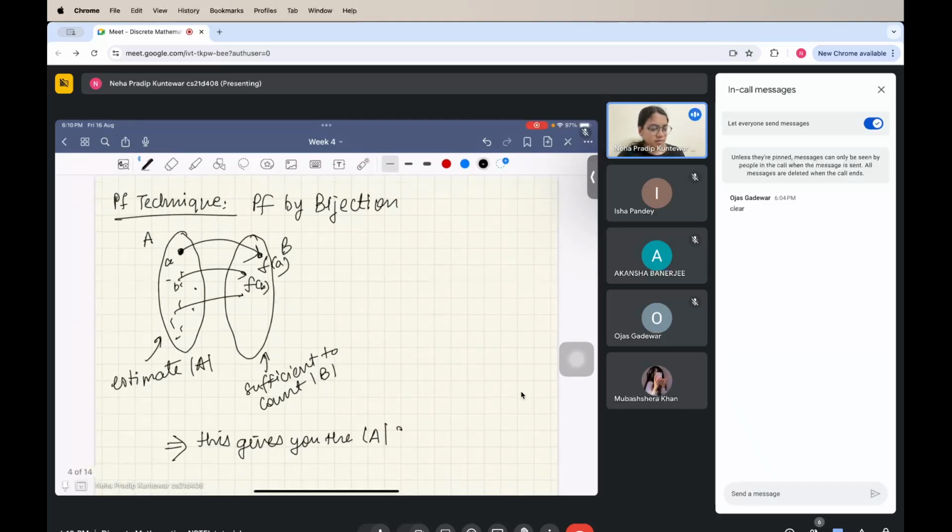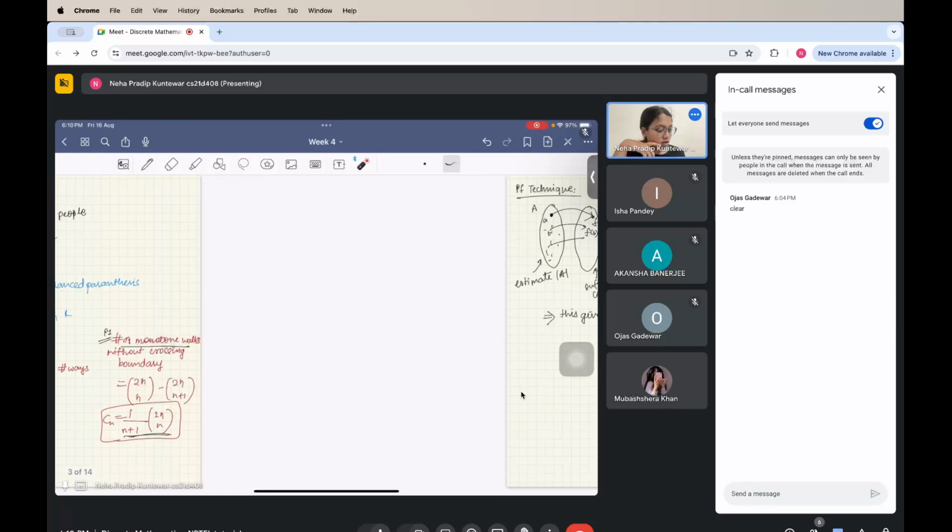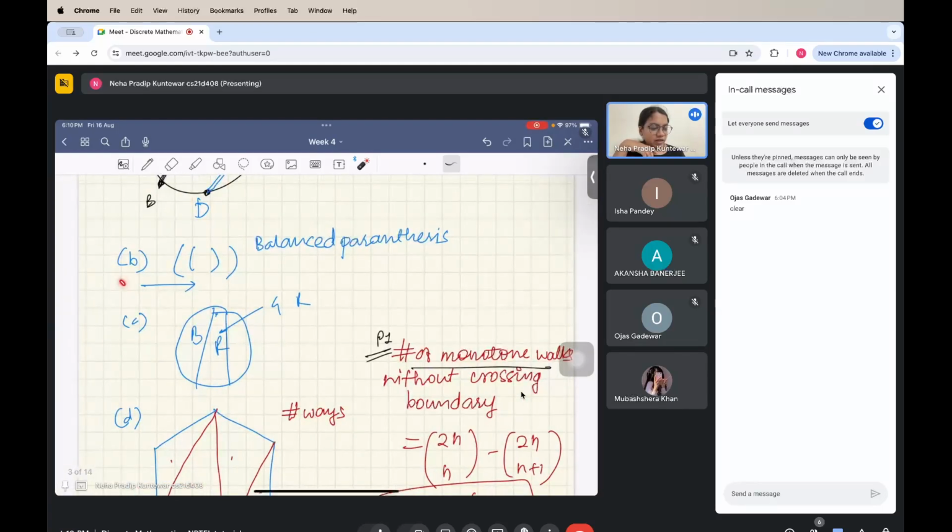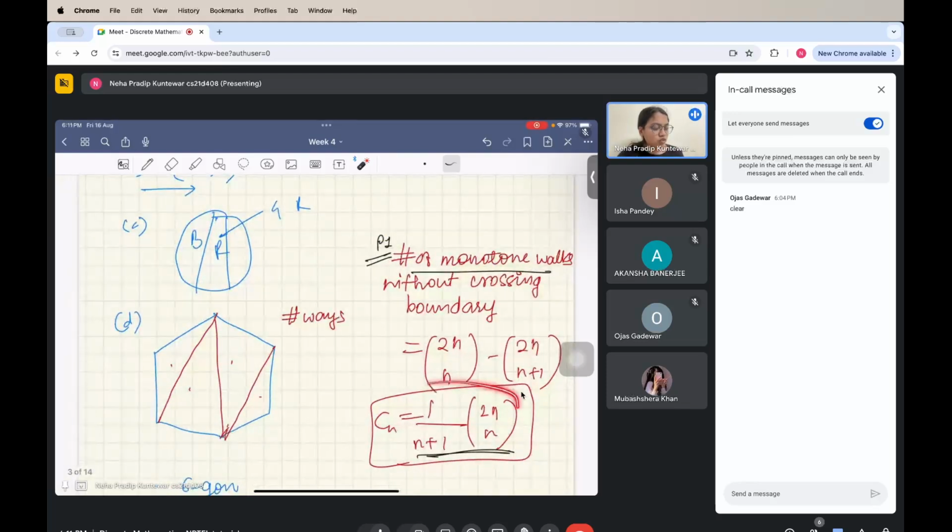So if you want to estimate the size of a set, you convert that problem by showing a bijection into some other set B, which is typically easy to count, and once you know how to count B, you have a count for A. So in this case, let's say I am picking this problem B, which is the number of balanced parentheses. I want to show that the number of balanced parentheses is equal to this Catalan number.